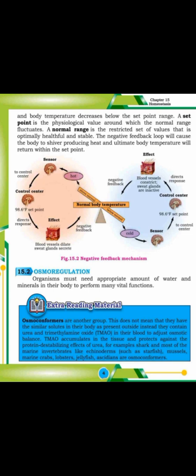But when there is a change, then this negative feedback starts. So during this condition, what will happen? In this condition, the negative feedback loop will cause the body to shiver, producing heat, and ultimately body temperature will return within the set point. So in this way, the temperature will be maintained.